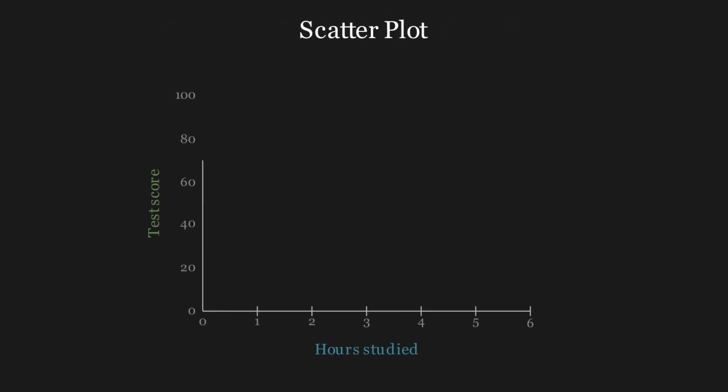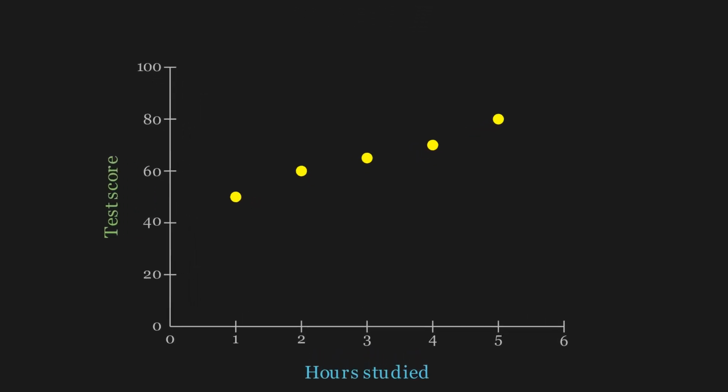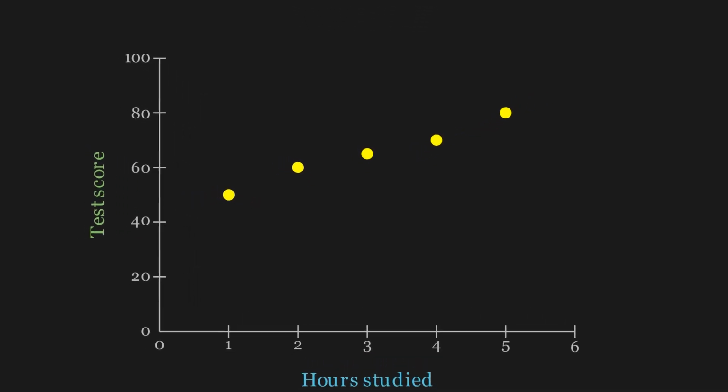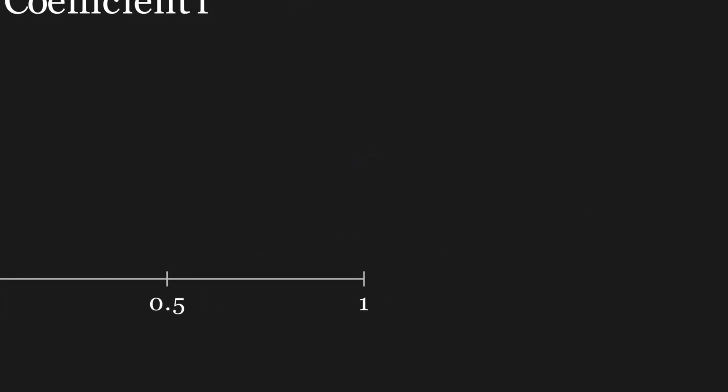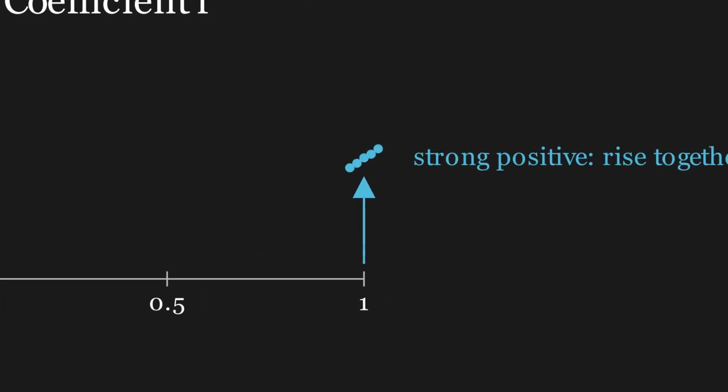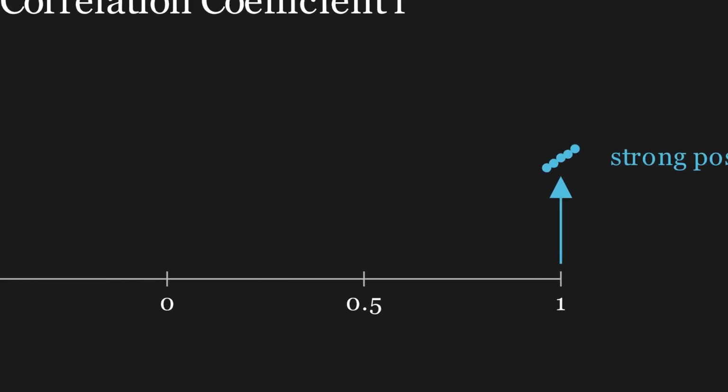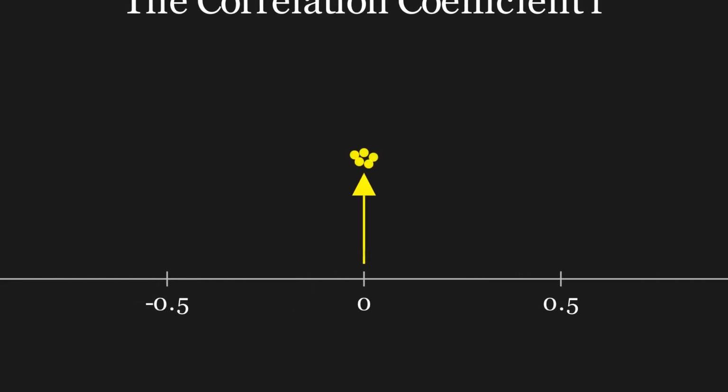First, let's plot these as dots on a graph. Hours along the bottom, score up the side. This picture is called a scatter plot. Literally just your data points scattered on a grid. Looking at this scatter plot, you can already see the dots drift upward together. More studying, higher score. That upward drift is what correlation measures.